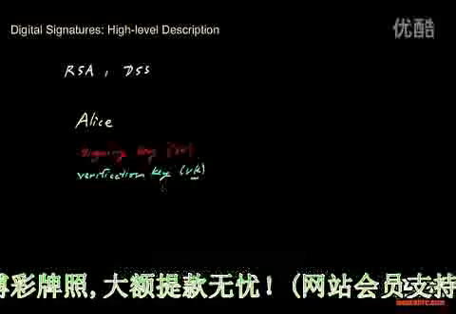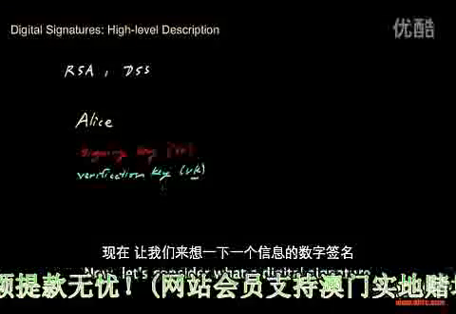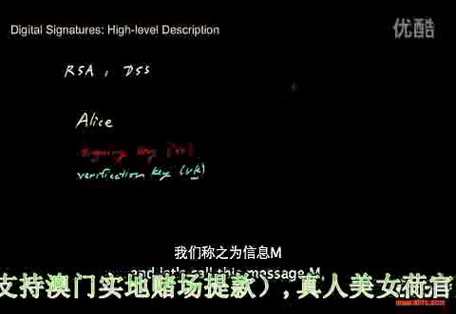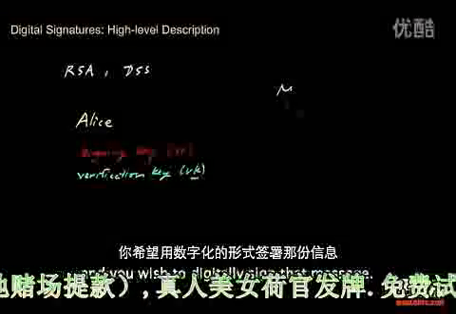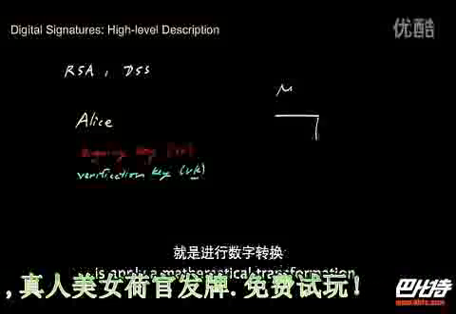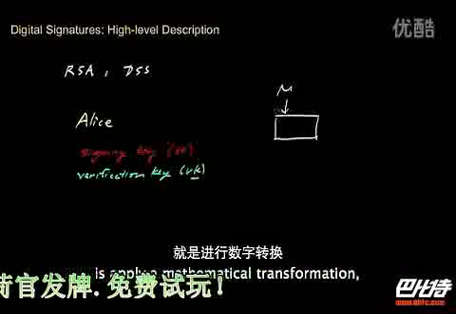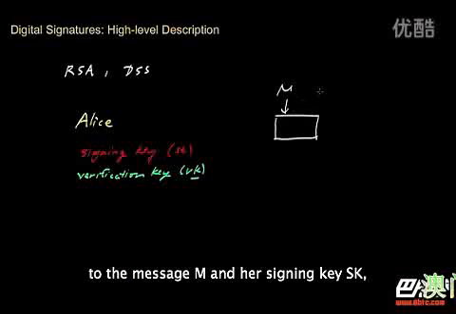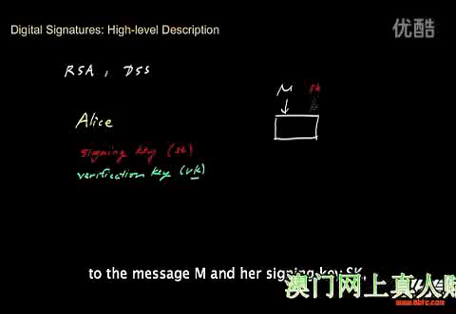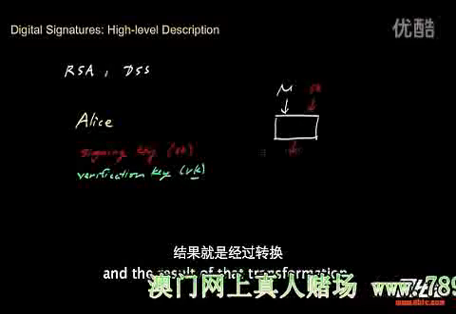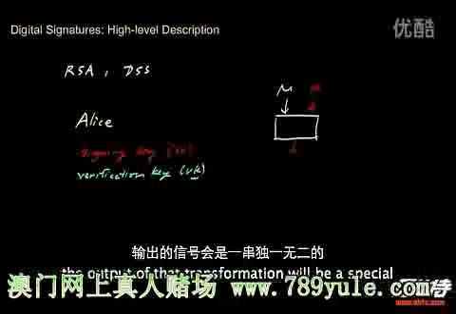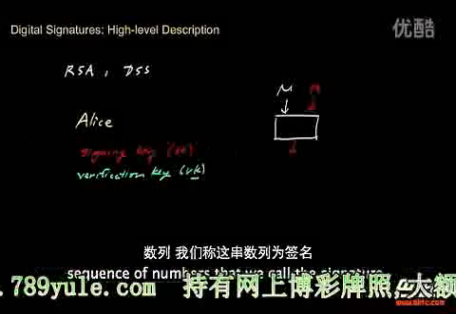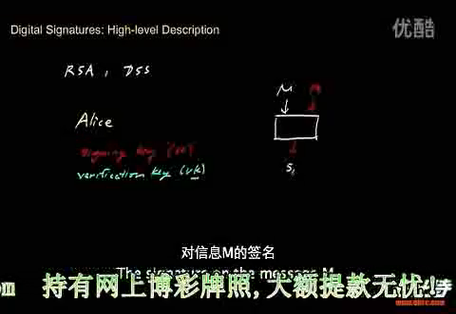Now let's consider what a digital signature on a message entails. If you have a message, let's call this message M, and you wish to digitally sign that message, what you're going to do is apply a mathematical transformation. Alice is going to apply a mathematical transformation to the message M and her signing key SK. The output of that transformation will be a special sequence of numbers that we call the signature on the message M.